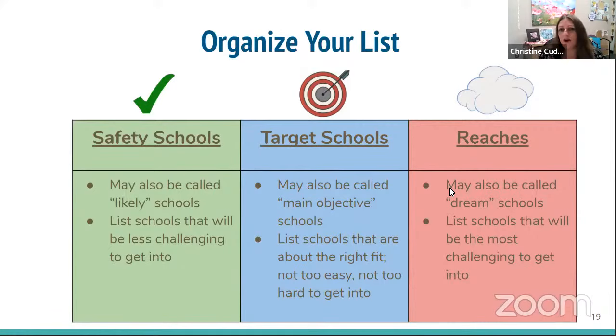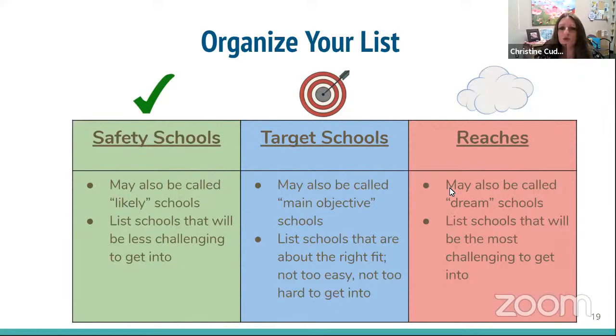When we talk about colleges that you're applying to, we use three terms. People call them different things, but essentially there are schools that are considered safety schools. These are schools that you are likely to get into. You have a GPA that's higher than the average, and your test scores, if they're required, are probably higher than the average. There's a high probability that you're going to get accepted to them.